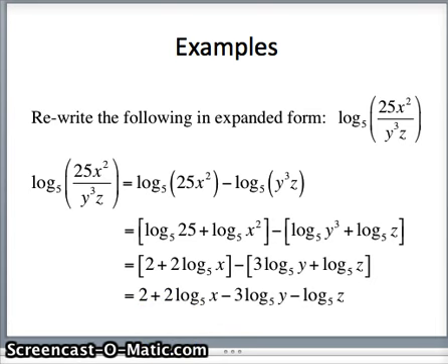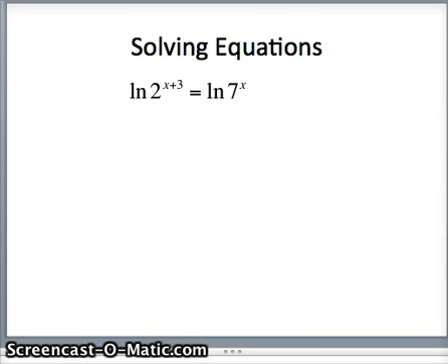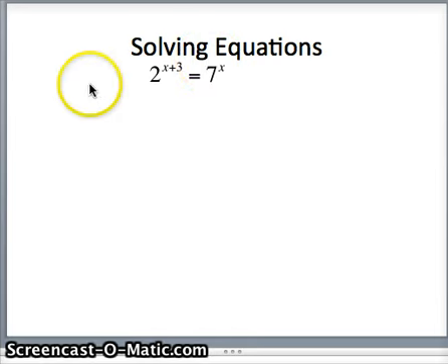But our favorite tool for logs is to solve equations. So let's go ahead and rewrite that first. And this is what I wanted the original equation to be: 2 to the x plus 3 equals 7 to the x. We want to move the exponents down, so to do that we're going to take the natural logarithm of both sides. We'll take log of 2 to the x plus 3 equals log of 7 to the x.